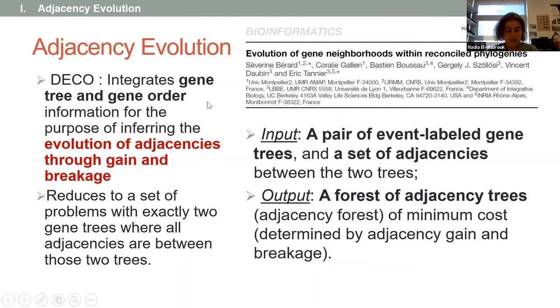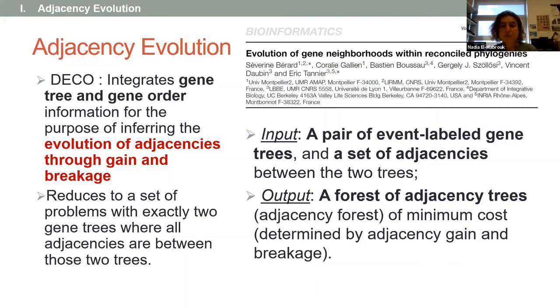Okay, so DECO integrates gene tree and gene order information for the purpose of inferring the evolution of adjacencies through gain and breakage. So, okay, the algorithm does not account for multiple duplication.